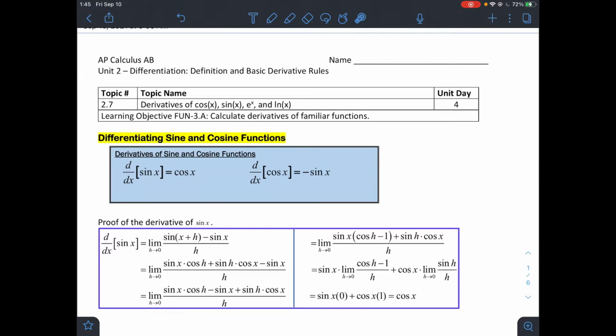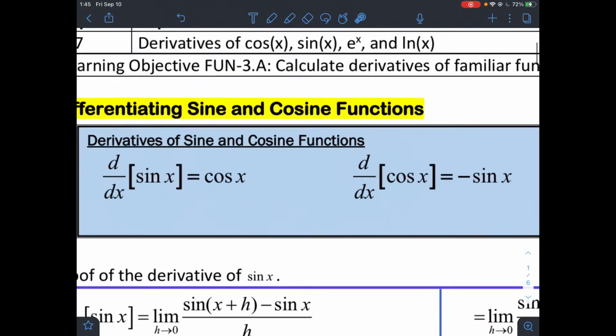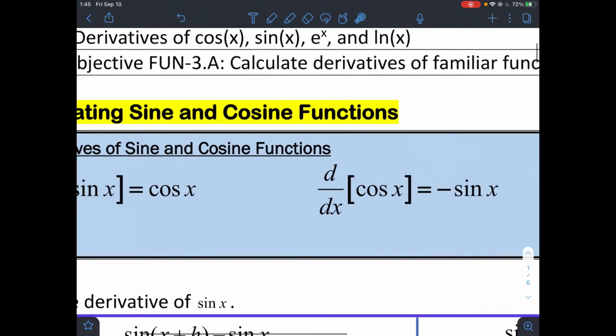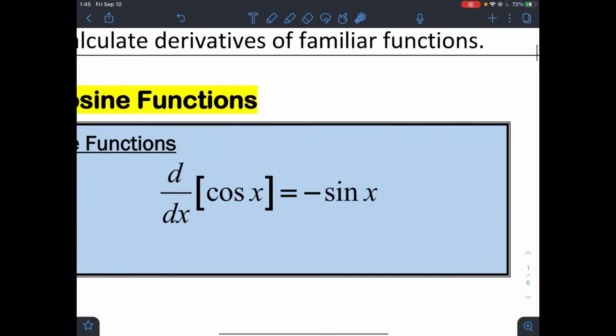Today we're going to take a look at the derivatives of the cosine, the sine, the e to the x function, and the natural log function. Starting off with the derivative of the sine function. The derivative of the sine is just the cosine function. And the derivative of the cosine function is just the opposite of the sine function.